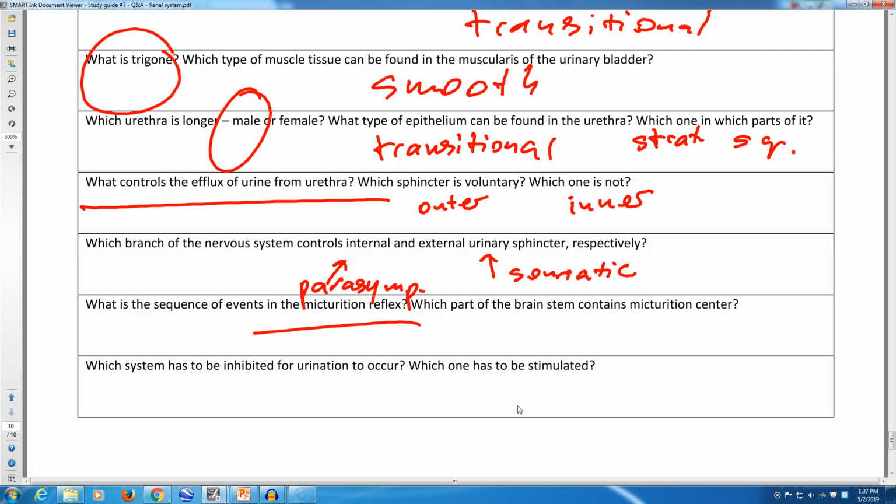Micturition reflex: stretch of the urinary bladder. Signal to the medulla. Medulla will send back signals that will inhibit the sympathetic system and stimulate the parasympathetic, and the internal urinary sphincter will relax, and then you voluntarily relax the external urinary sphincter and you pee. That make sense?